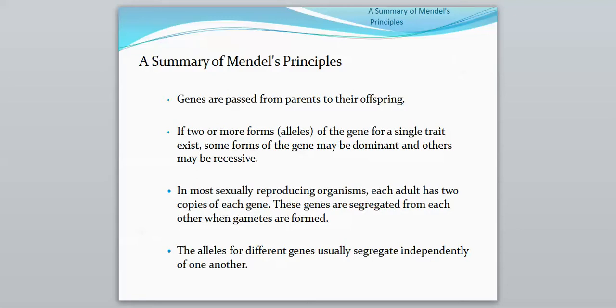And if two or more forms, alleles, of the gene for a single trait exist, some forms of the genes may be dominant and others may be recessive. That is just stating that one gene is pretty much going to overpower the other, is basically the best way to say that. And in most sexually reproducing organisms, each adult has 2 copies of each gene, and these genes are segregated from each other when gametes are formed. And then the alleles for different genes usually segregate independently of one another. So those are a summary of his principles.